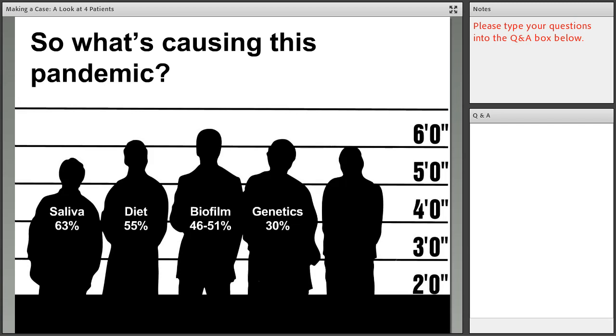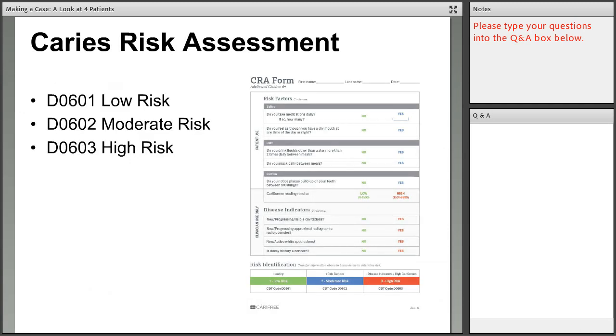We estimate that genetics plays a role of about 30% in dental caries, but at the end of the day, dental caries is a biofilm transmissible dysfunction disease that's characterized by prolonged periods of low pH that results in net mineral loss from the teeth. So at the end of the day, this is all about pH in the mouth.